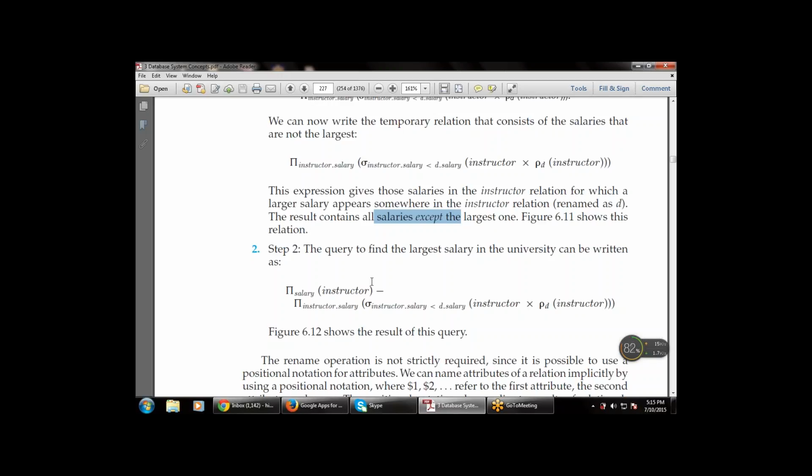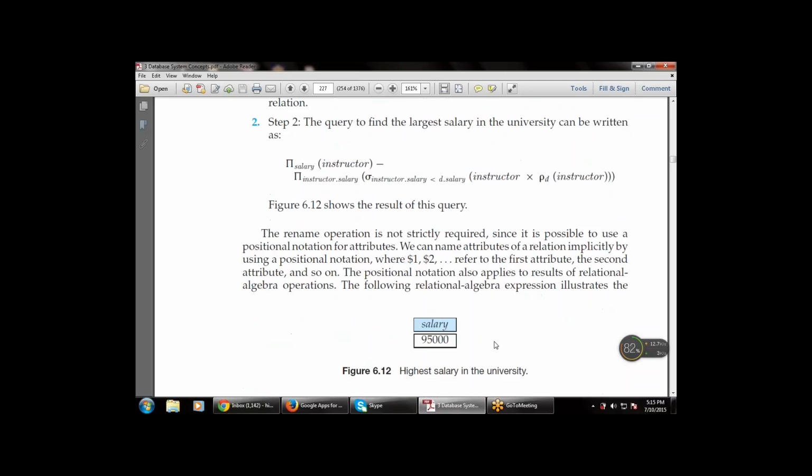Figure 6.12 shows the result of this query. That is, the salary is 95,000. That is finding the maximum salary available, using instructor cross instructor, where instructor.salary is less than d.salary.